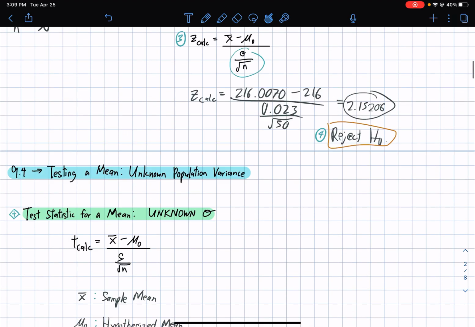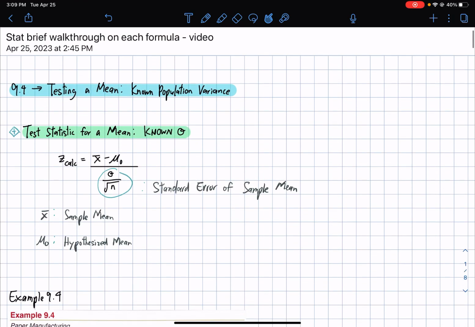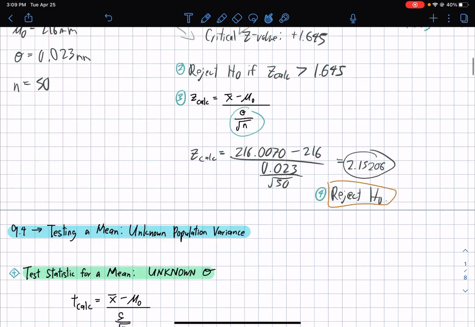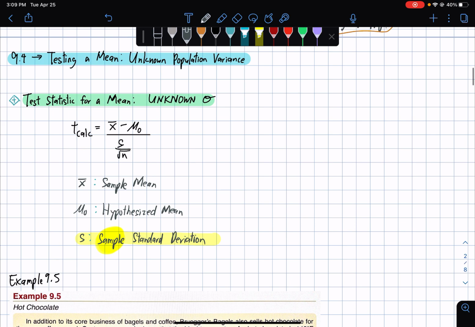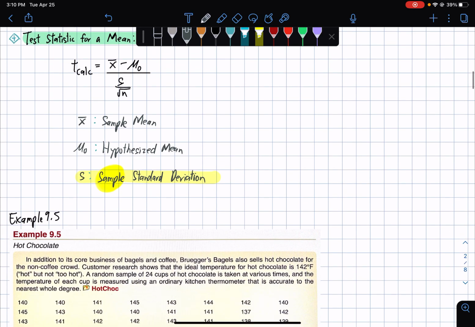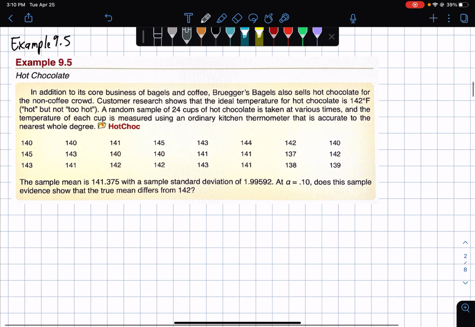Okay, next one. Previously, ito yung sa atin: test statistics for mean, known standard deviation. This time, we don't know it. So, kasi we don't know the standard deviation, we use t-calc instead of z-calc. That means, to find the critical value, it's going to be critical t-value, we use the t-table, basically. So, okay, let's move on to the example agad.